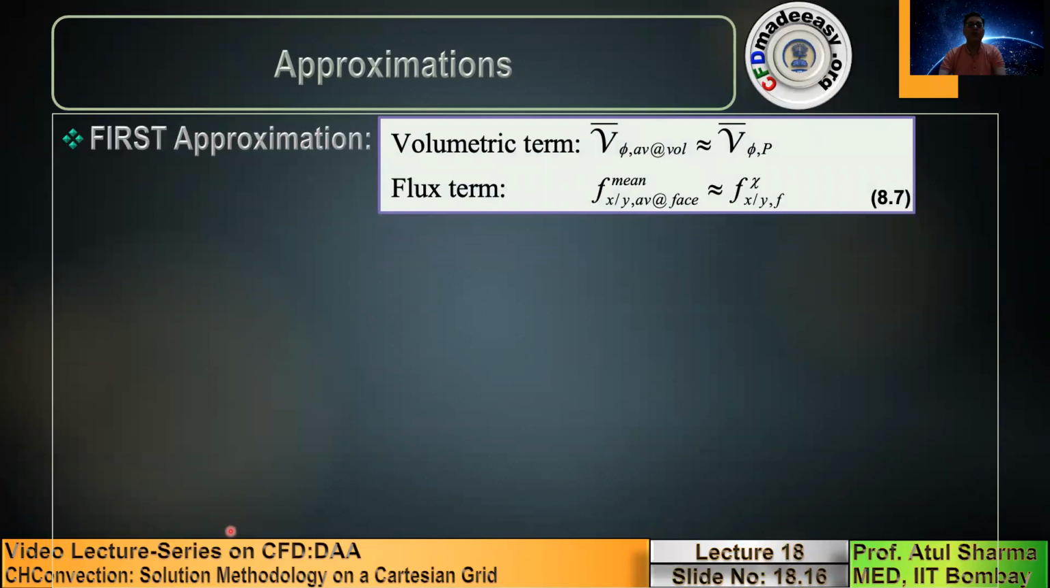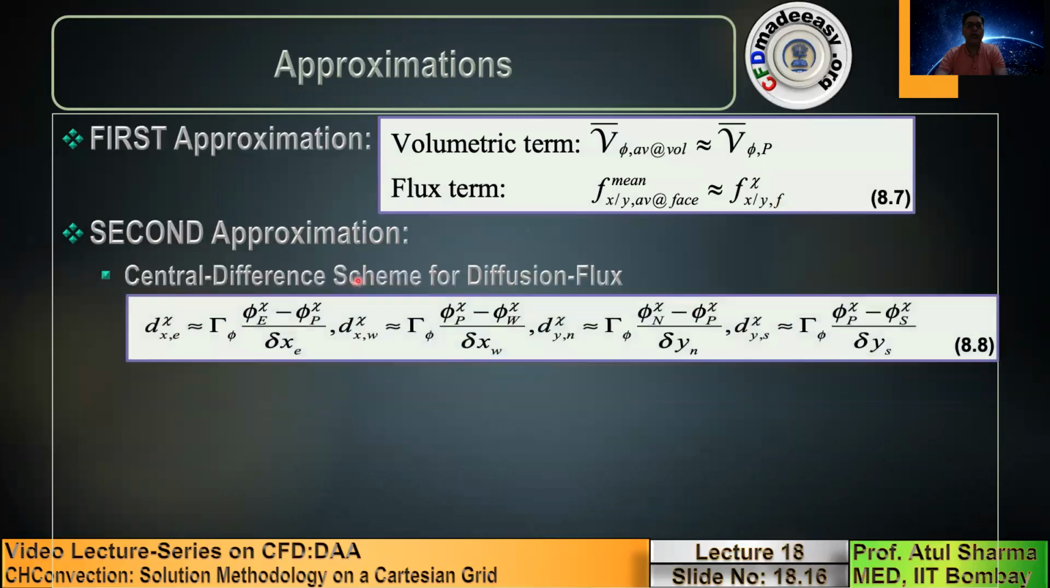So for the first approximation for the volumetric term, we replace this average at volume, and the best point to represent the volume average for a volumetric term is taken as the centroid of the volume, and for the surface it is taken at the centroid of the surface, which is represented here by F. And the second approximation was presented in conduction as a central difference scheme. The same expression is being shown here as a general formulation for diffusion flux.